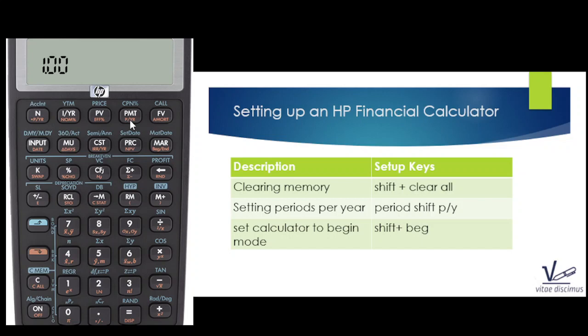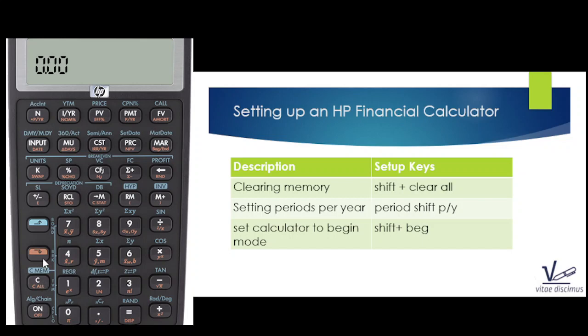the PMT button. The PMT button in orange there is the P per year, meaning periods per year. Every time you want to activate the orange buttons, you press the shift button. To check if your calculator has been set to 1 period per year, you press shift and the clear all button. Then it's now set at 1 period per year.